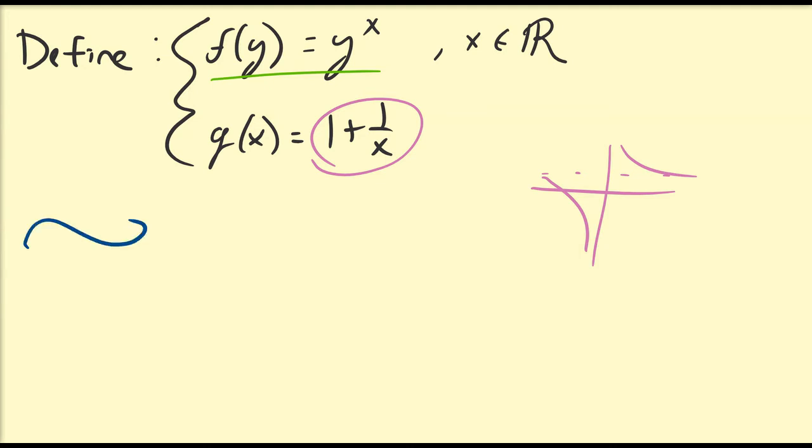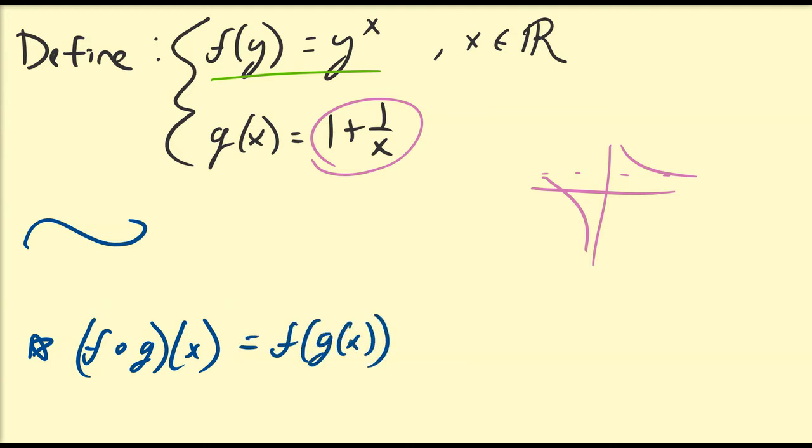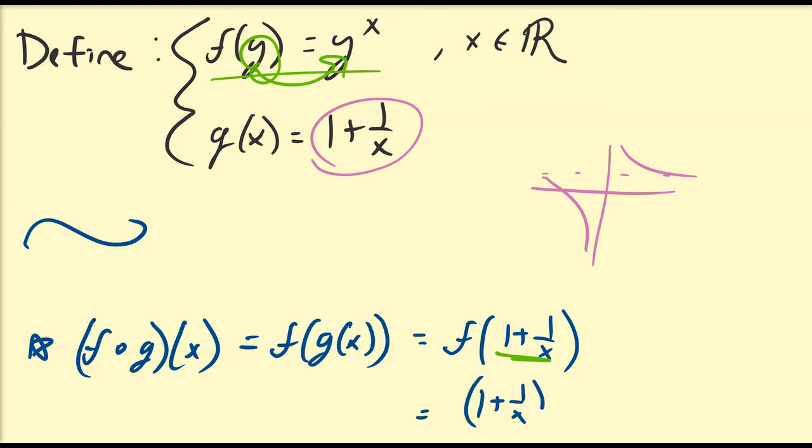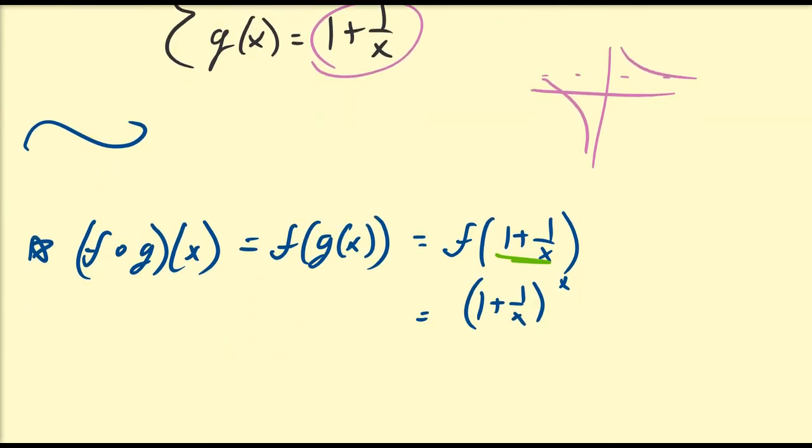So here's a question. What is f composed with g of x equal to? So this is going to be f of g of x, which is going to be equal to f of 1 plus 1 over x. So I'm going to plug 1 plus 1 over x into the parameter of the function f. So that's going to be equal to 1 plus 1 over x to the power of x. So I'm going to define phi of x to be equal to 1 plus 1 over x to the power of x.